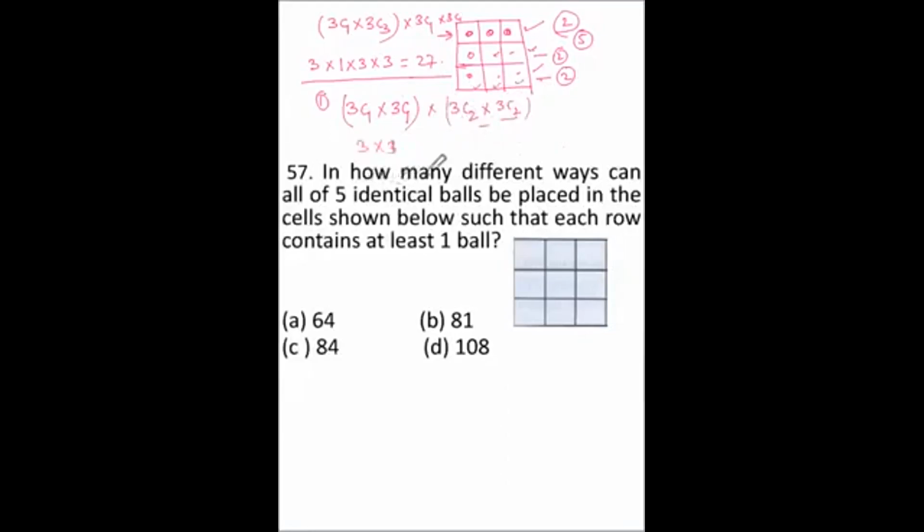This is 3 into 3, factorial 3 upon factorial 2 into factorial 1, into 3, factorial 3 upon factorial 2 into factorial 1, which is equal to 3 into 3 into 3 into 3, because this will cancel out. Same here, it will cancel out. So this comes 81. So total number is 81 plus here we had 27. So this comes 108. So answer is D.